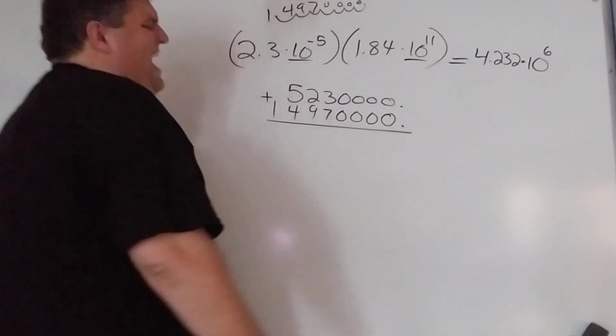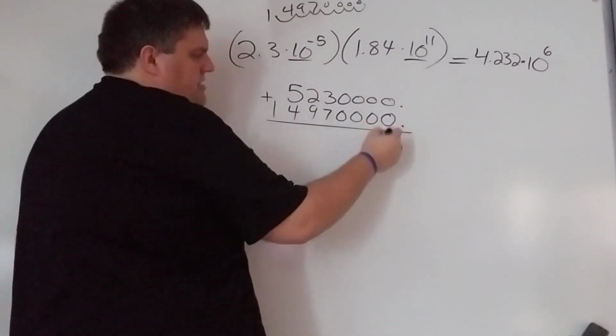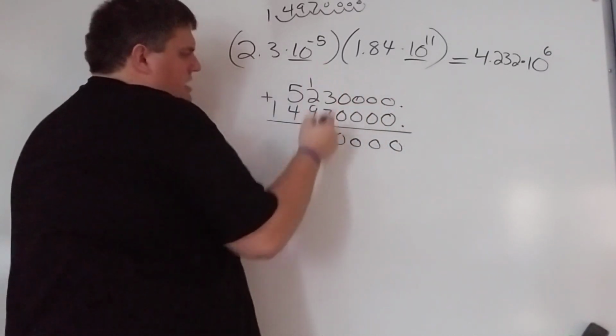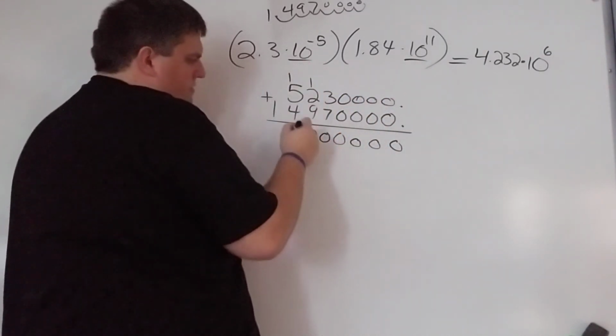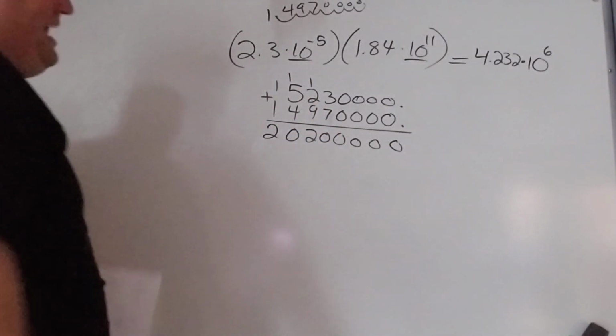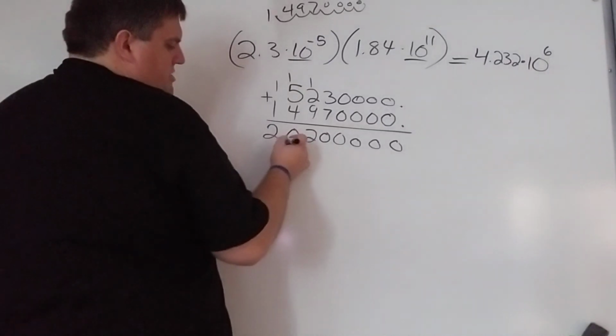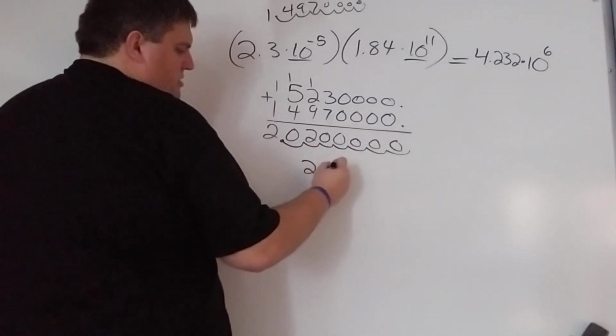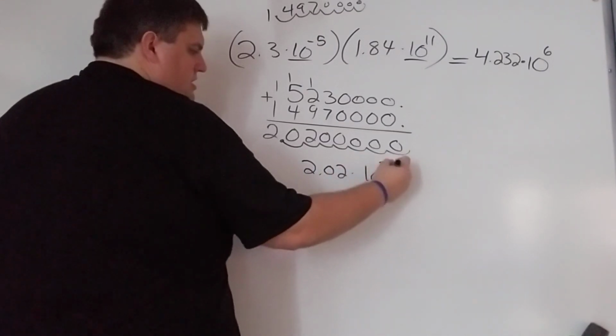And then when we add, same thing as subtract. 7 plus 3 is 10. That's 12. That's 10. That's 2. So then put it back inside scientific notation. Decimal goes here. 1, 2, 3, 4, 5, 6, 7. So 2.02 times 10 to the 7.